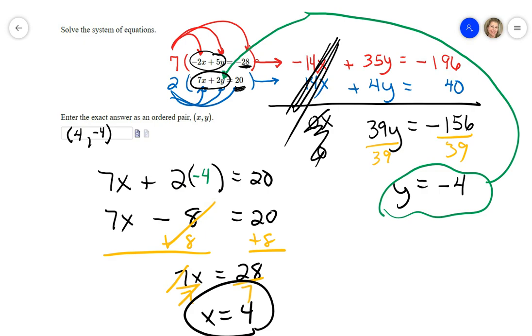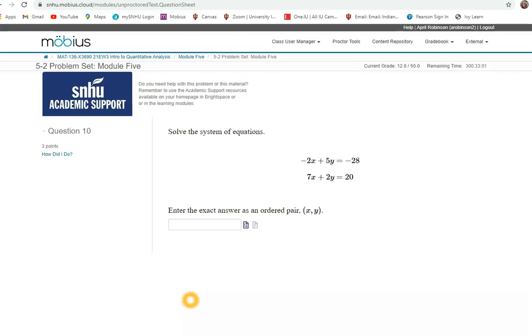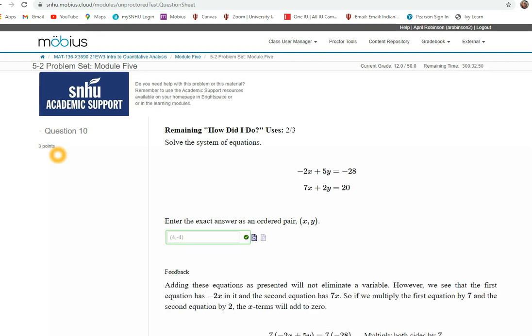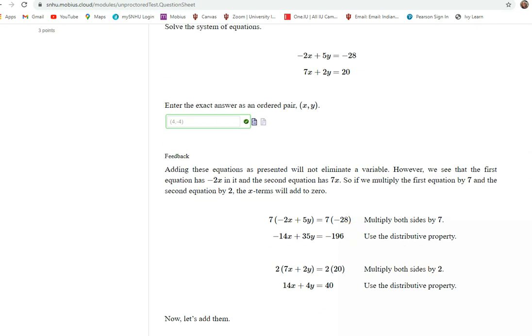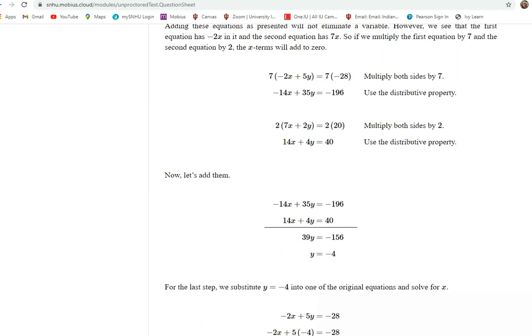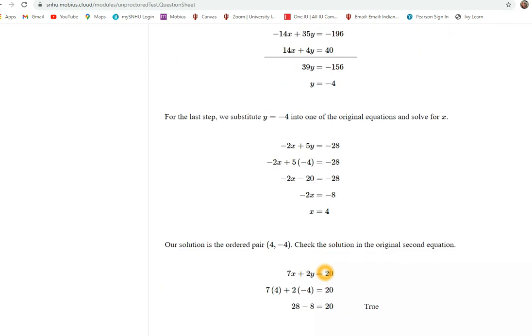Since Mobius checks your answer for you, I'm guessing you guys are going to go 4, -4. Bada bing, bada boom. Yay, green. And yep, that's what they did. They took the top equation, multiplied it by 7, the bottom equation, multiplied it by 2, and then they rewrote them here and showed you that the 14 cancels out. And they did it exactly the way I did it. So there you go.